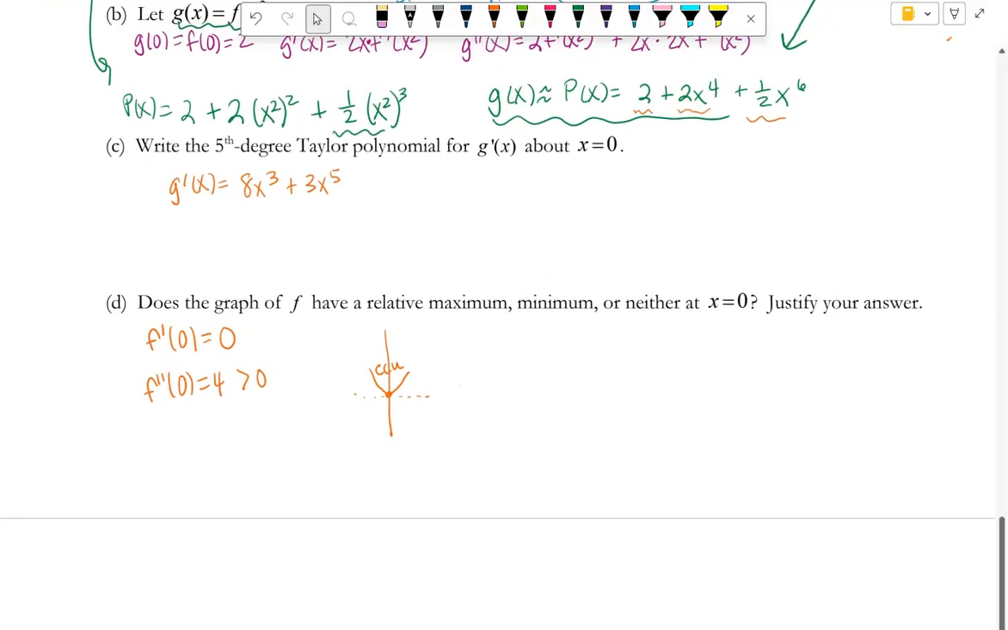So again, to justify this, I would say f has a relative minimum at x equals 0 because f prime of 0 equals 0 and the second derivative of f at 0 is positive. So in general, when we're asked about relative maxes and mins and we're working with Taylor polynomials, we are most likely going to need to use that second derivative test.